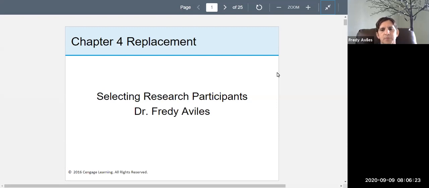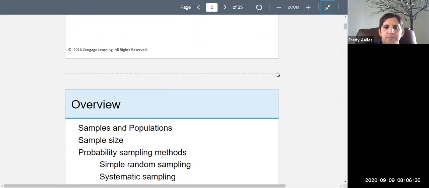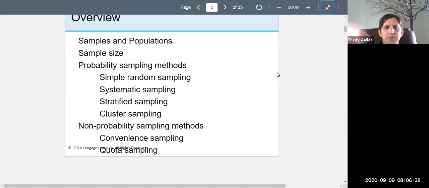And we're going to talk about a bunch of fancy methods for selecting research participants. And then in the end, you're just going to do the easiest one, which I'll explain. So let's get started. We're going to talk about samples and population, sample size, probability sampling methods, and then non-probability sampling methods. Those are the ones you guys are probably going to use, the non-probability sample one, the easy ones. Okay, so there's a bunch of stuff listed there.